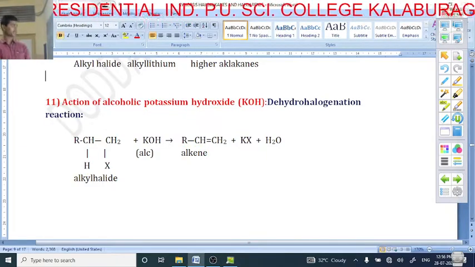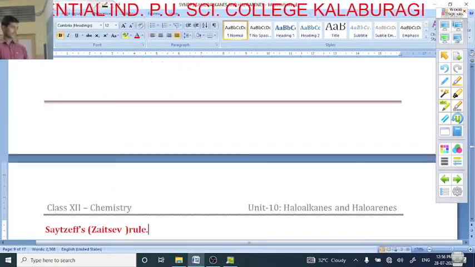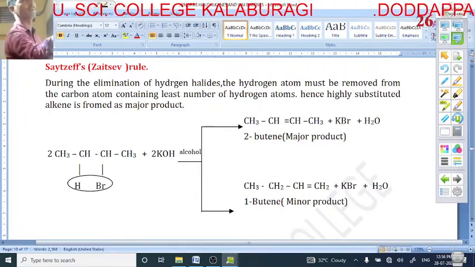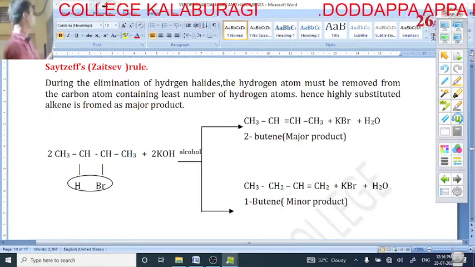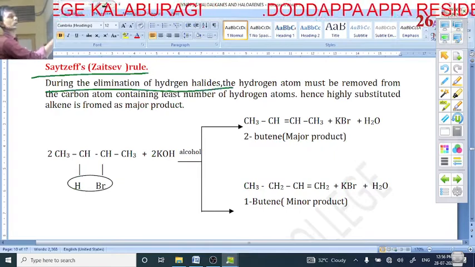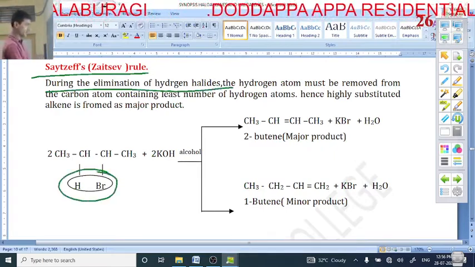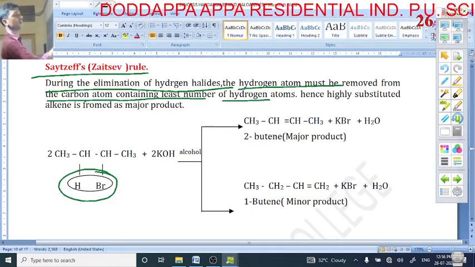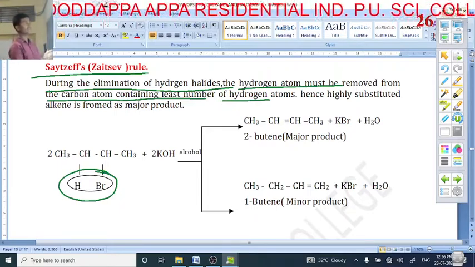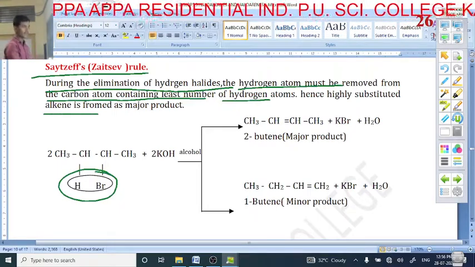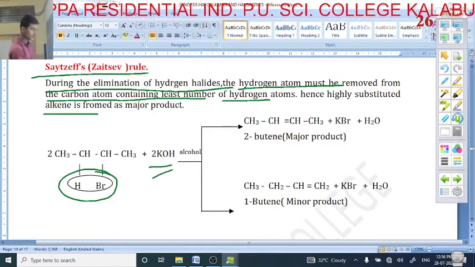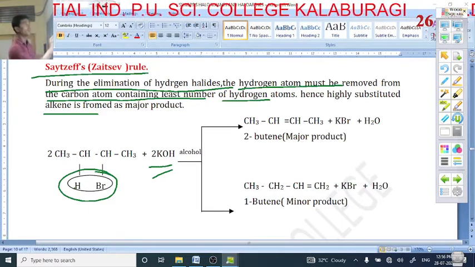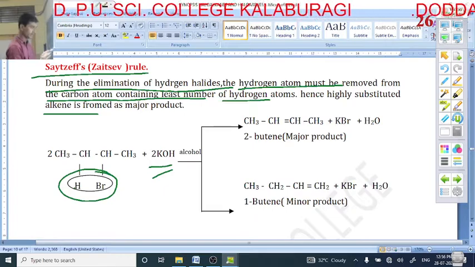Next, my dear students, reaction number 12. It is a very important reaction: the Saytzeff rule. What is the Saytzeff rule? During the elimination of hydrogen halide, HBr, the hydrogen atom must be removed from the carbon atom containing the least number of hydrogen atoms. Hence the highly substituted alkene is formed. So KOH removes hydrogen and Br. The hydrogen atom must be removed from the carbon atom containing the least number of hydrogen atoms.